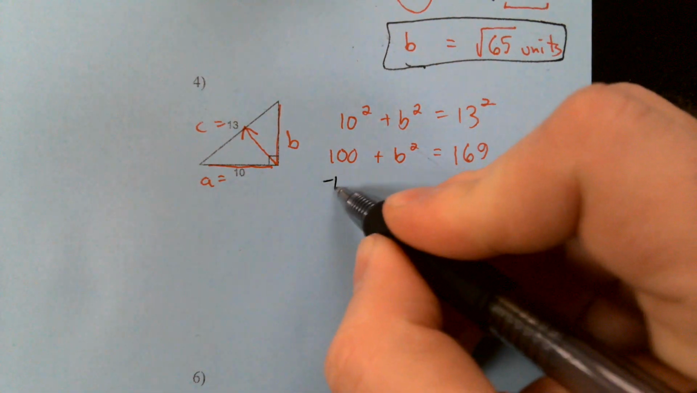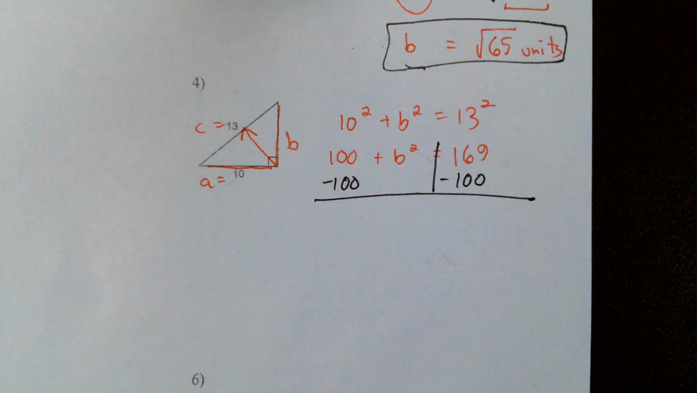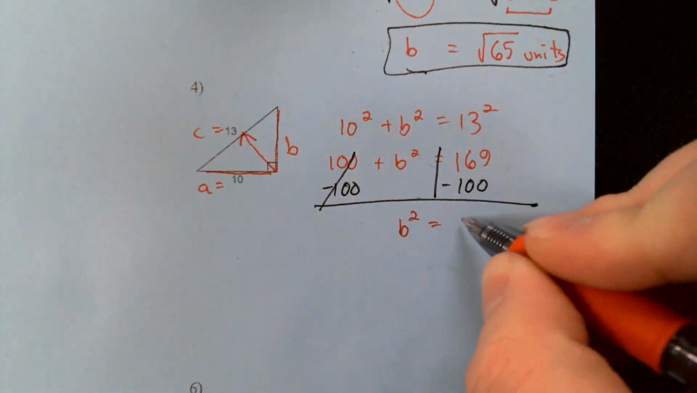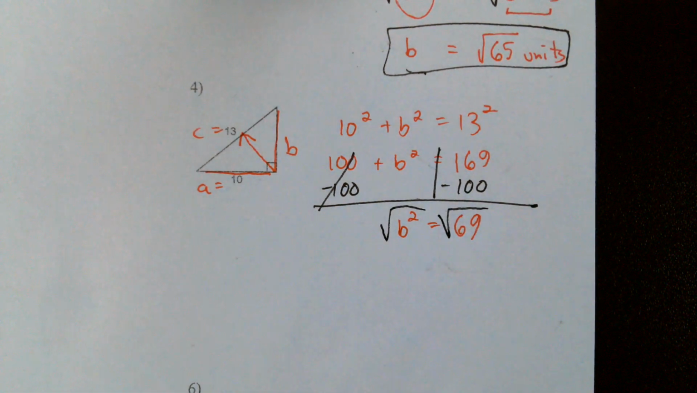And then we're going to subtract 100 from both sides. Remember, we want to get B by itself. So anything that's around B, we got to move that out of the way. Those 100s go away, leaving us with B squared equals 69. Let me go ahead and take the square root.